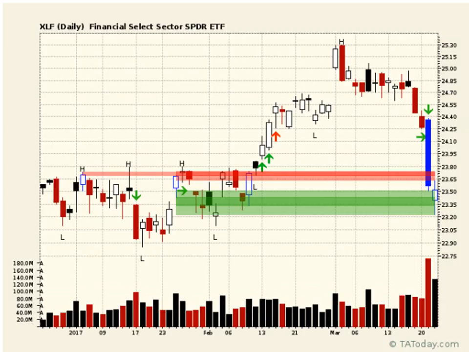I want to highlight two stocks. I want to highlight one that I've talked about before and show you how it played out. And then I want to move to one that I haven't highlighted, but I'll give you a preview of what that one looks like because it's ready to move. Let's start with the one that I highlighted previously, which is XONE.